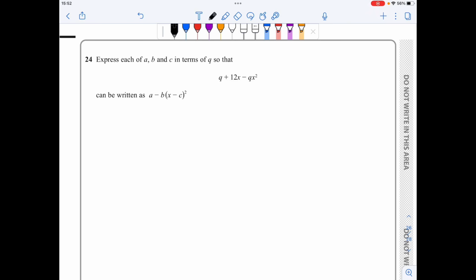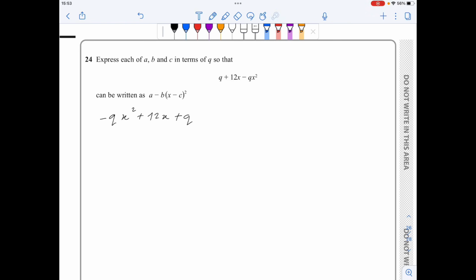For question 24, I'll need to express this in this form. Now there are two ways to do this. I will either complete the square or compare coefficients. I'll do both methods. I'll start by completing the square. So I'll write the original expression in descending powers of x. So minus qx squared plus 12x plus q.